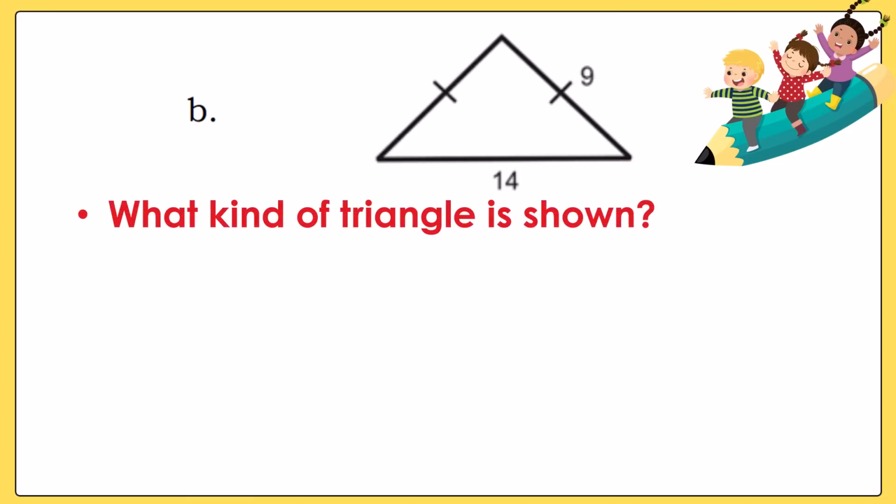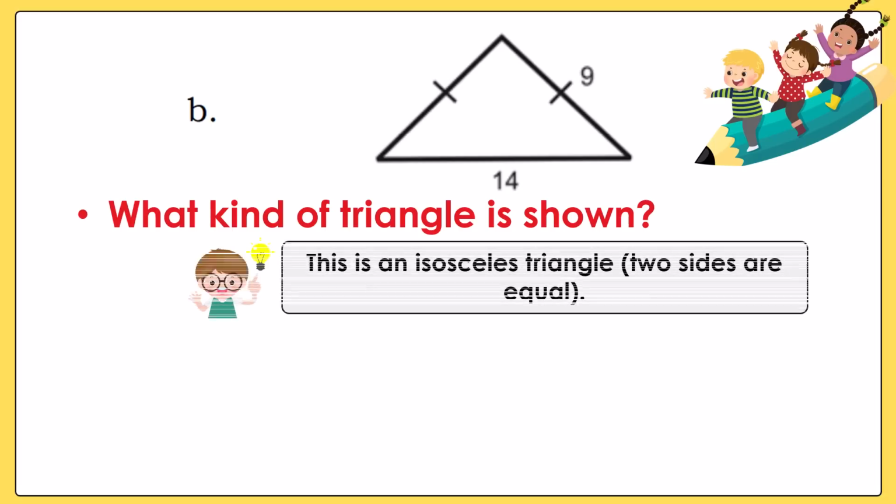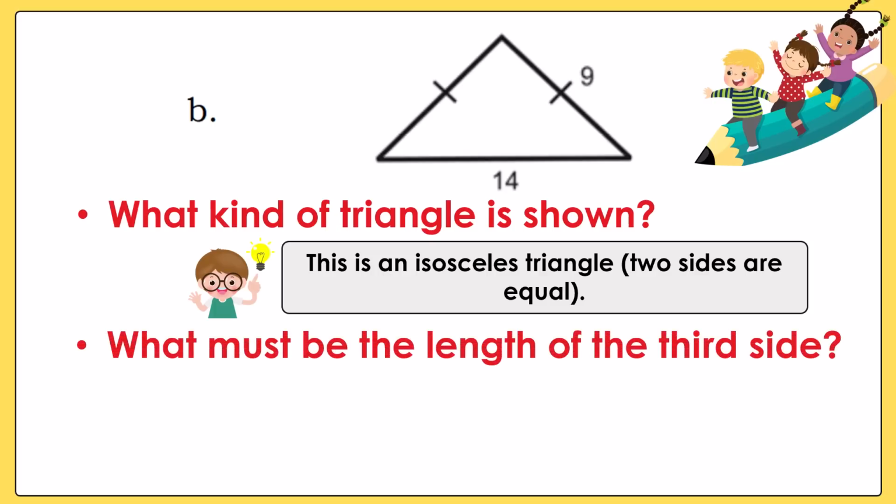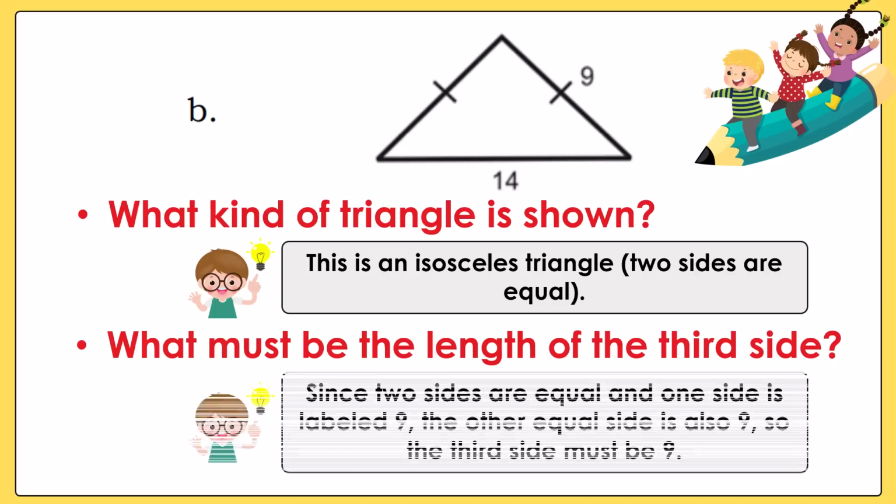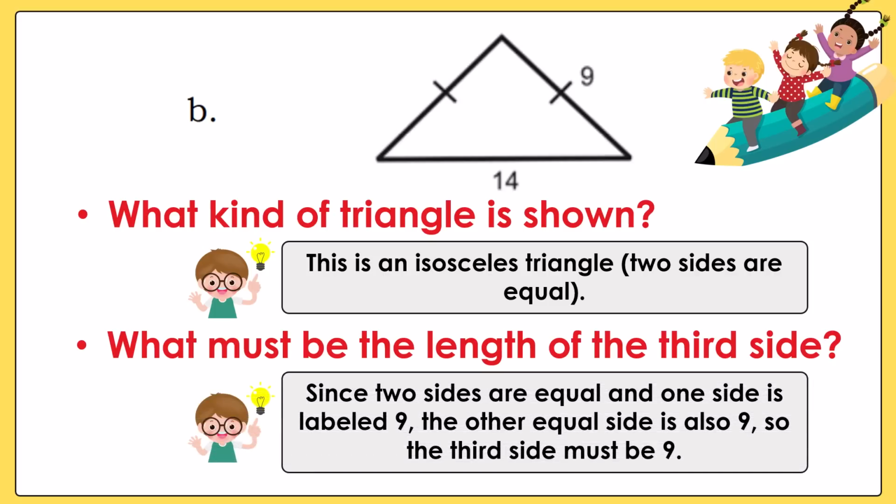B. What kind of triangle is shown? The answer: this is an isosceles triangle. Two sides are equal. What must be the length of the third side? The answer: since two sides are equal and one side is labeled 9, the other equal side is also 9. So, the third side must be 9.